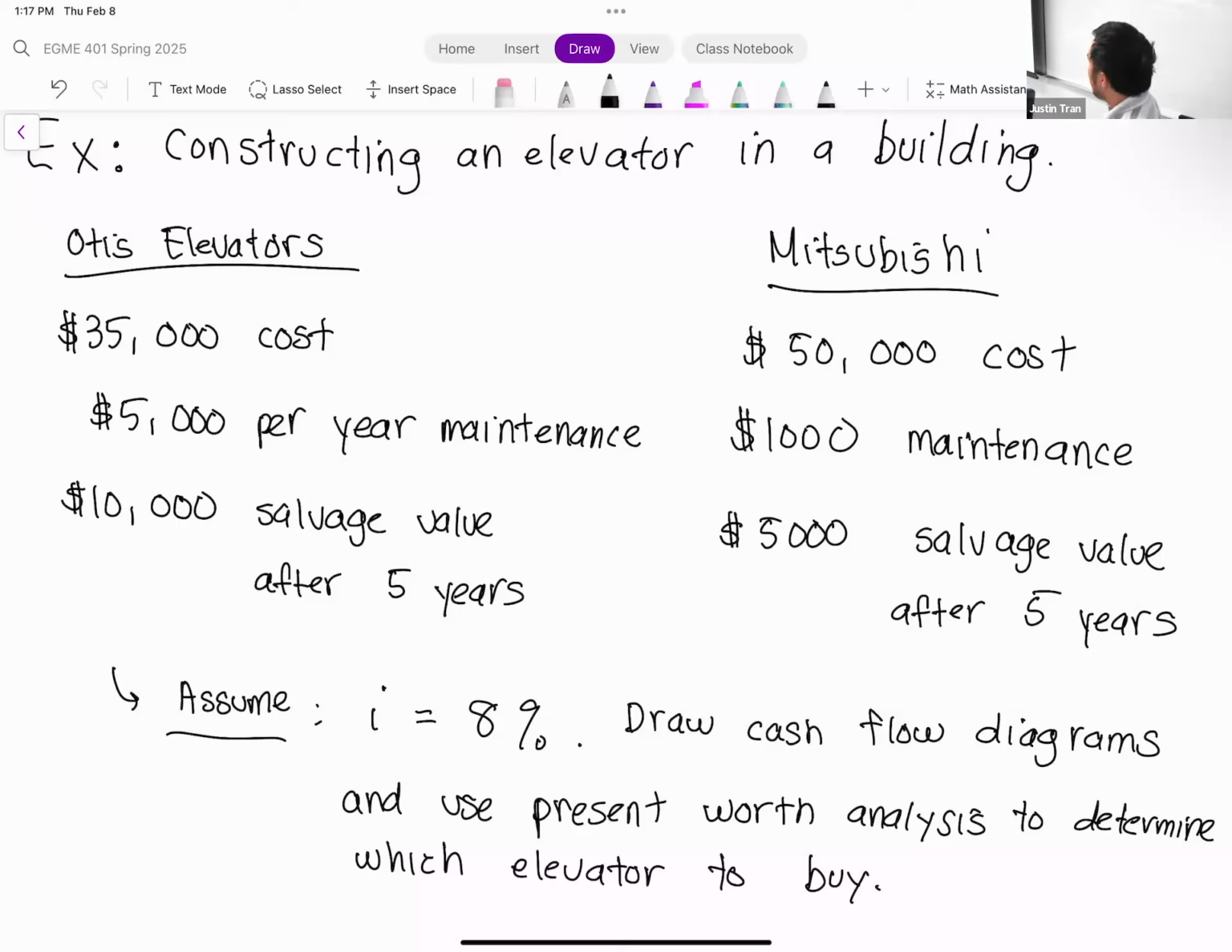All right, so this example is very, very similar to the last example. The only difference here is that we're not considering any revenue. Because typically, most buildings don't charge you to use their elevators, unless it's the Stratosphere in Vegas, then you do have to pay for that. But most elevators don't charge you. And so the only thing we're interested in here is minimizing the cost as much as possible.